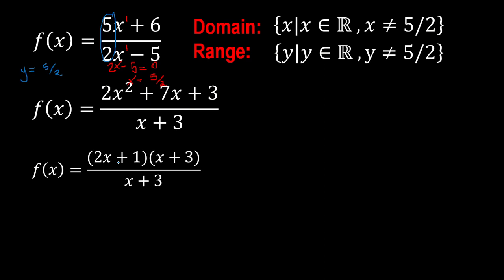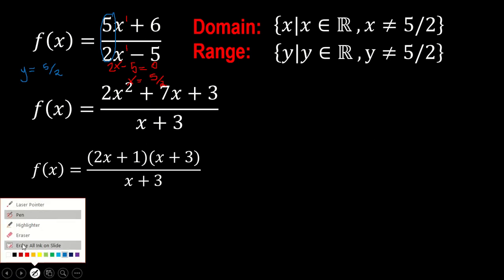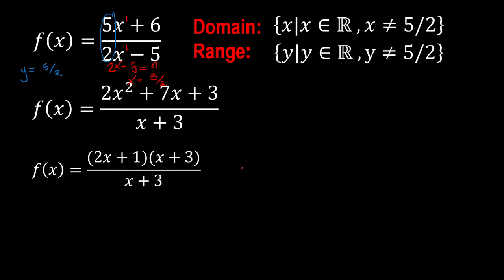Now, as you notice, there's a common factor on both the numerator and the denominator, which is x plus 3. So if that's the case, we can cancel this out, and the only function left is 2x plus 1. But take note that the cancelled factor will become a hole.